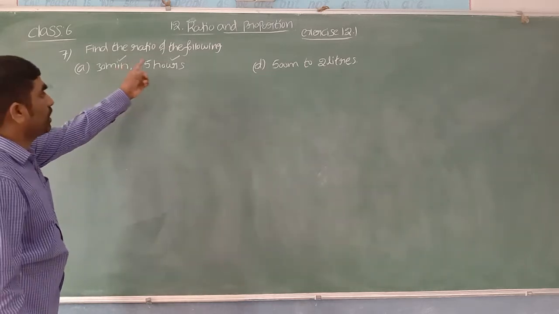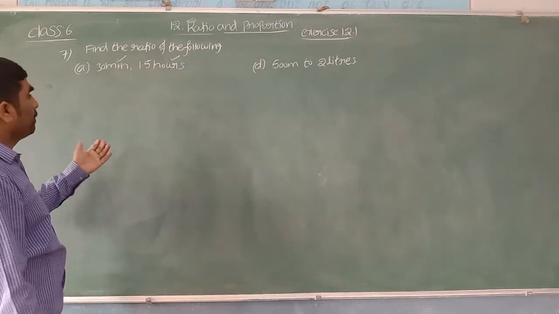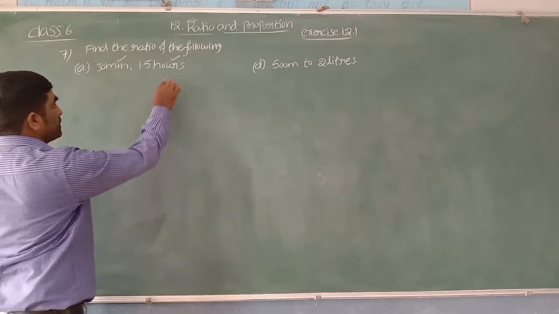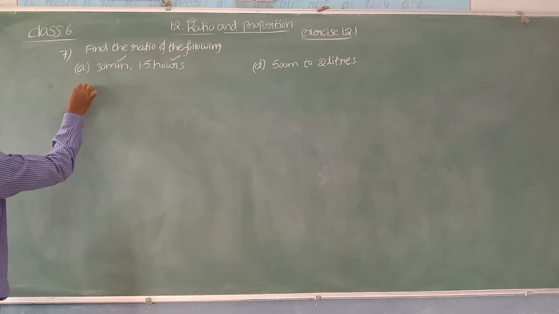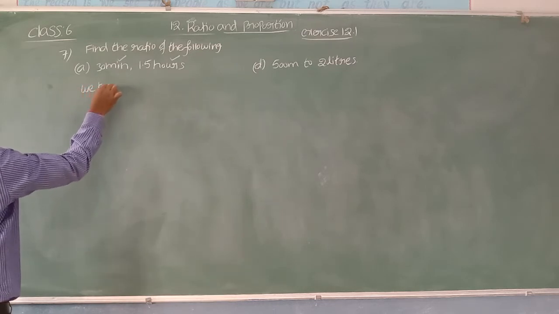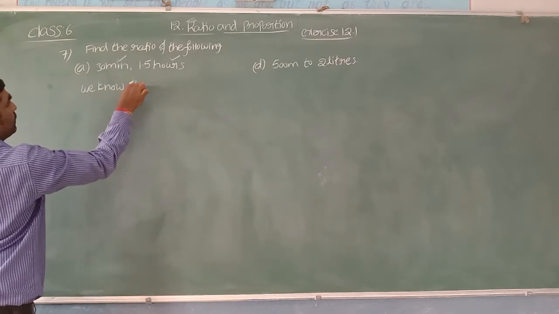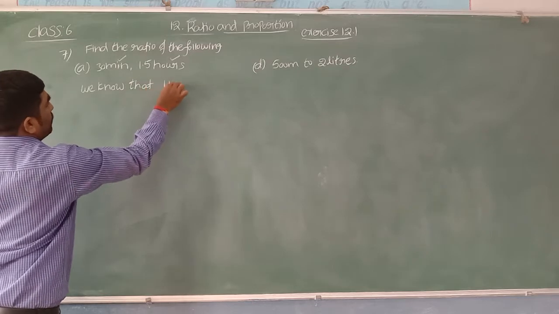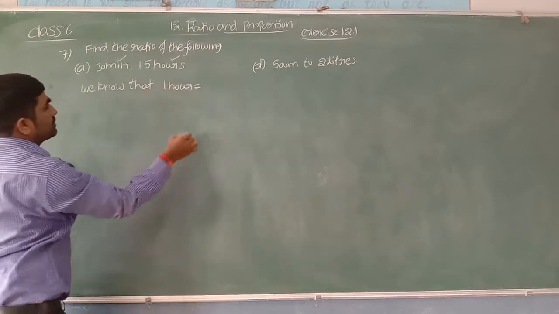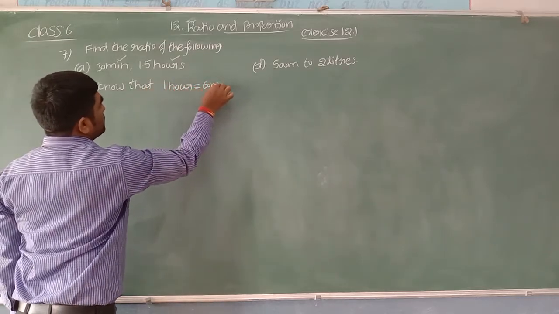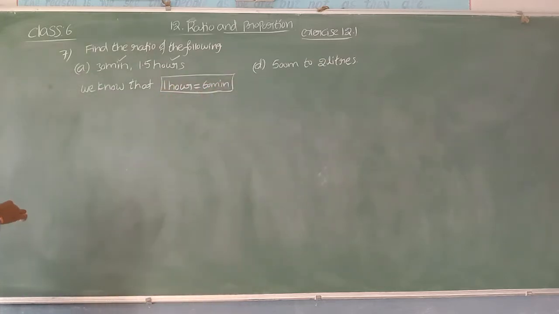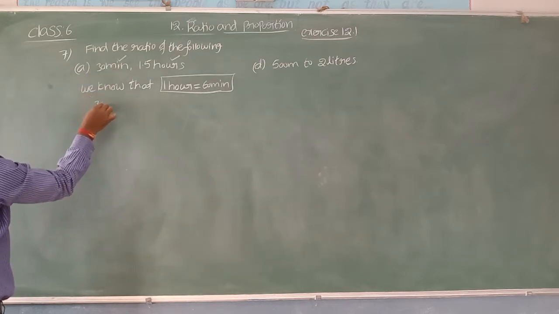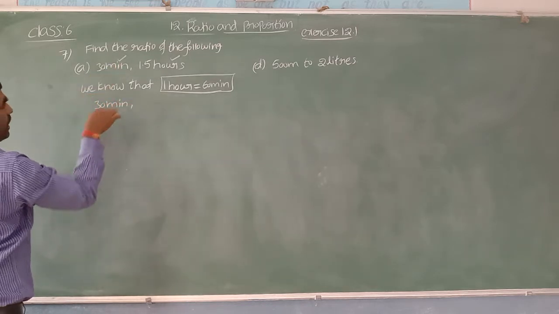Both of these I want to convert into minutes. And what is the relation between hours and minutes, beta? Yes, we know that. What is the relation? We know that 1 hour is equal to how many minutes? 1 hour is equal to 60 minutes. Now convert both in terms of minutes. It is already there in terms of minutes. Let me write it as it is.